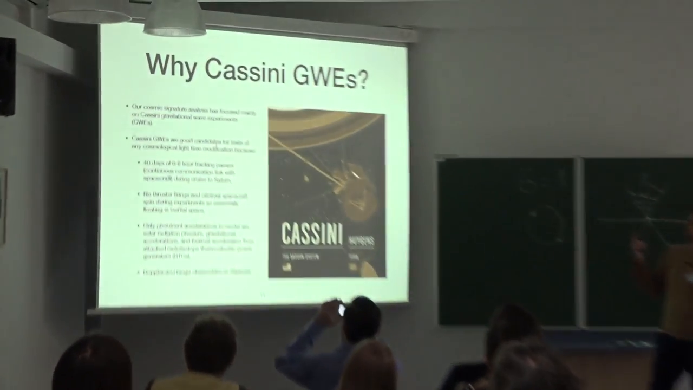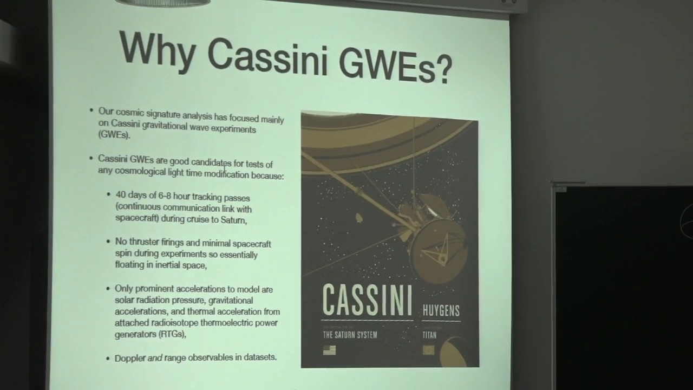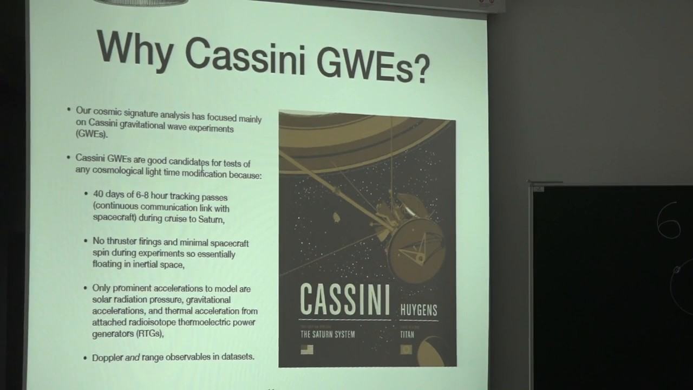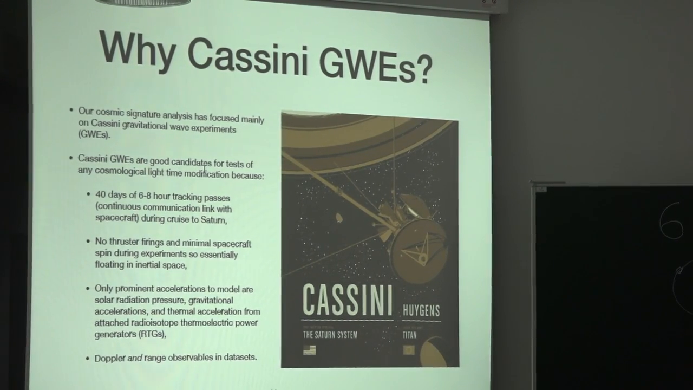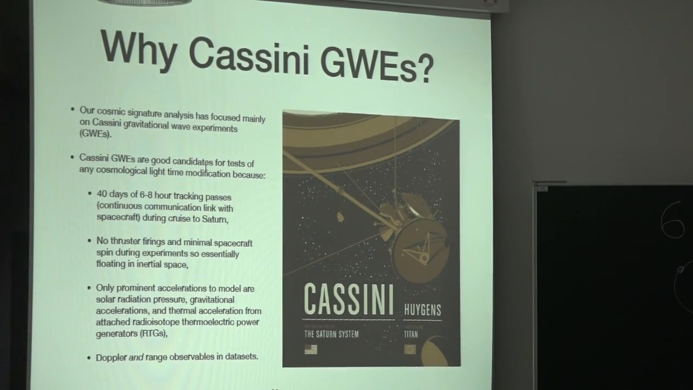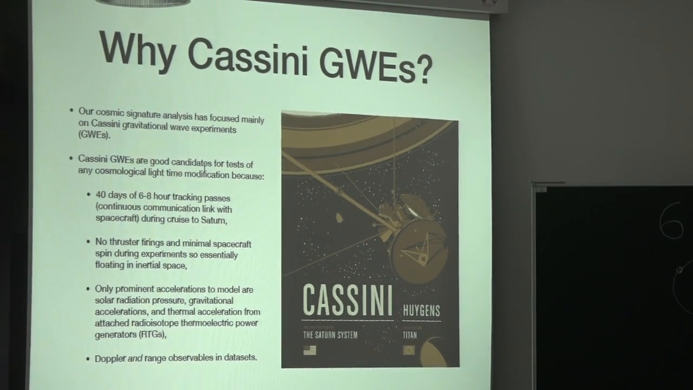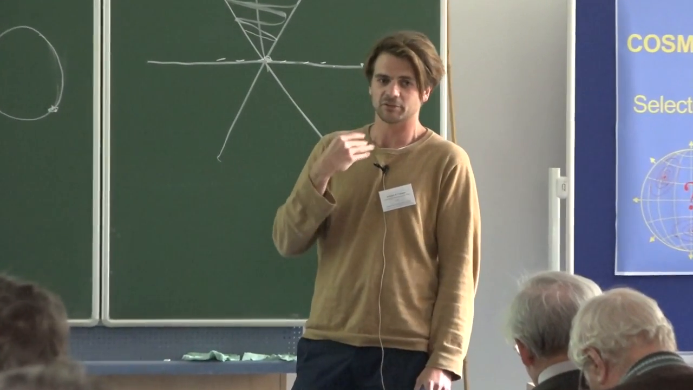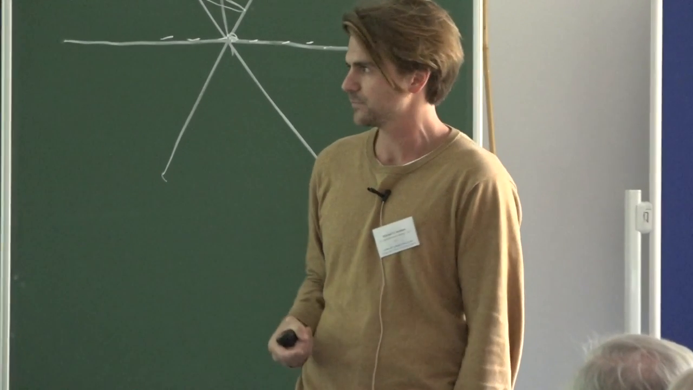But we chose to look at Cassini gravitational wave experiment data in order to look for these cosmic signatures that Sergei is predicting, because one, it's actually some of the most sensitive data that we have to date within the solar system. You have 40 days of 6 to 8 hour continuous tracking passes, meaning the spacecraft and one DSN station are sending signals back and forth, that mirroring that I was talking about.